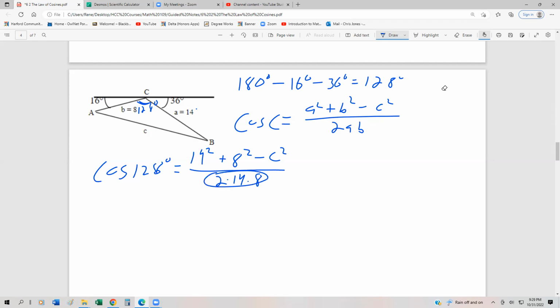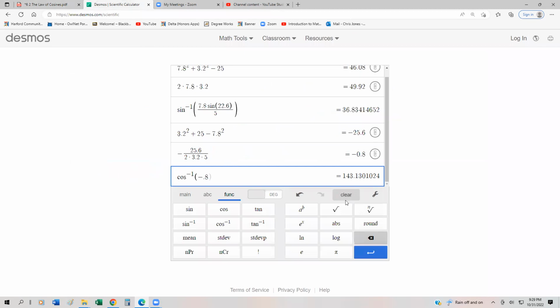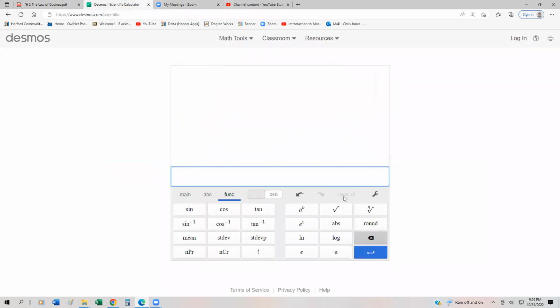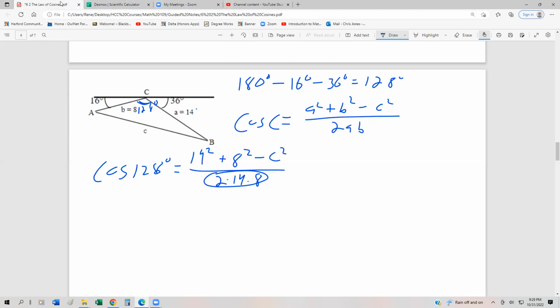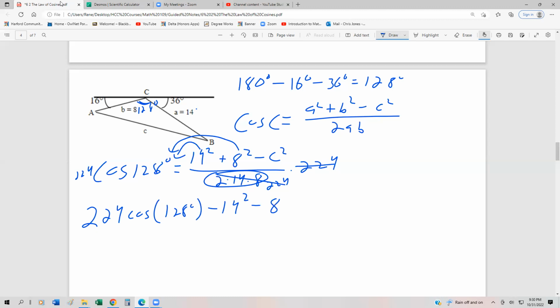Now, 2 times 14 times 8, I can shove into my calculator, and that's going to wind up to be, I believe, 224, which it is. Okay, and so since this is 224 in the denominator, I can multiply both sides by 224. Okay, that would cancel out the denominator. And then also I can subtract 14 squared and 8 squared. So my expression now becomes 224 cos of 128 degrees minus 14 squared minus 8 squared equals negative c squared.